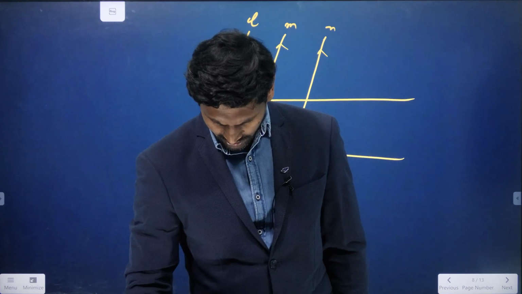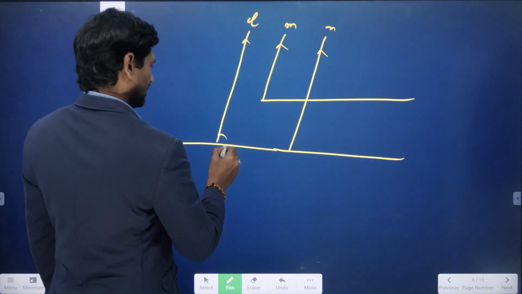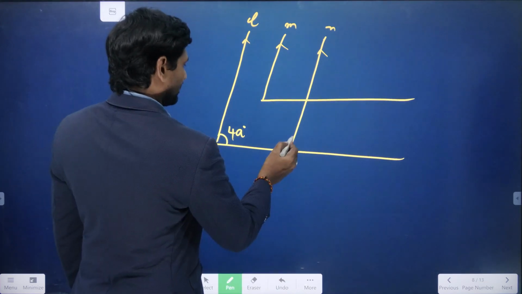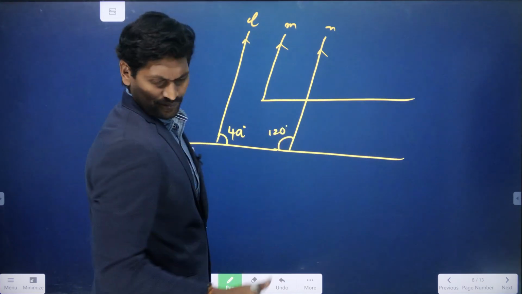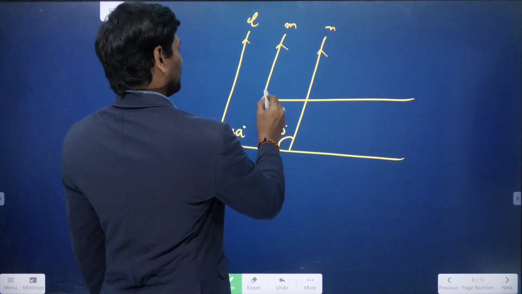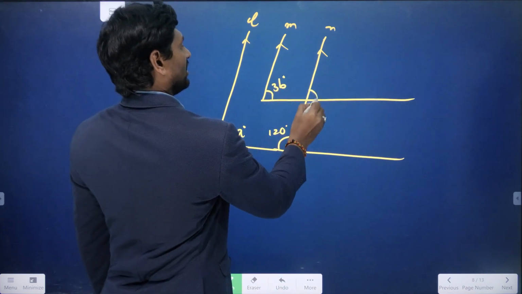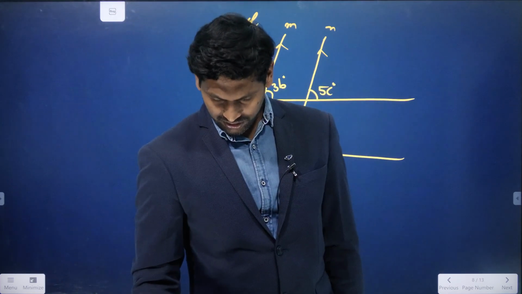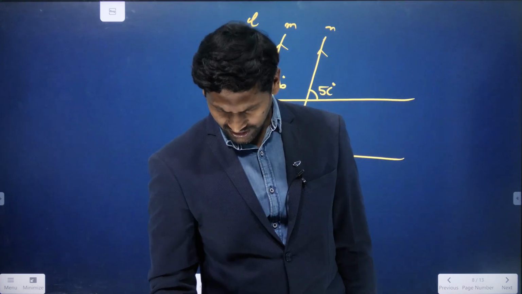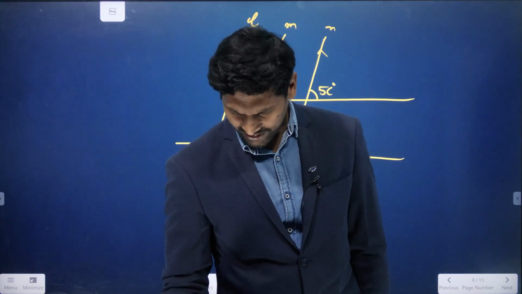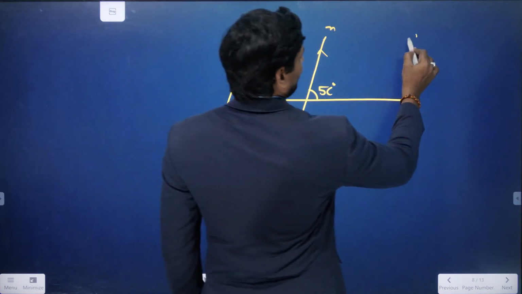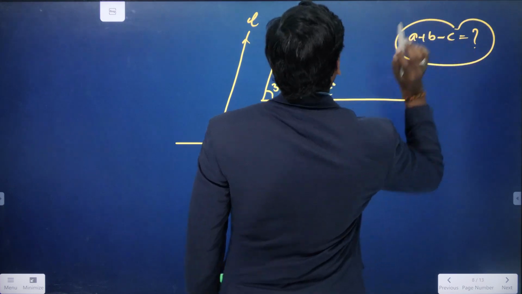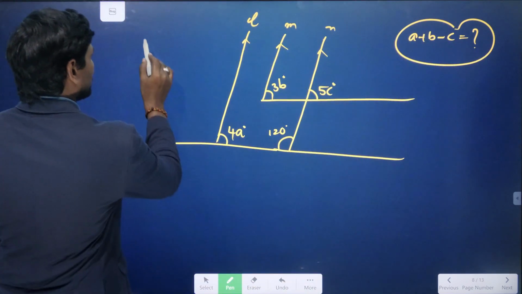Now here 4A is given. Here the angle is 4A and 120 degrees this side, and 3B and 5C. So this is 3B and it is 5C. Right. So what is the question actually? A plus B minus C. We need to find the value of A plus B minus C. Okay? This is question number 21.